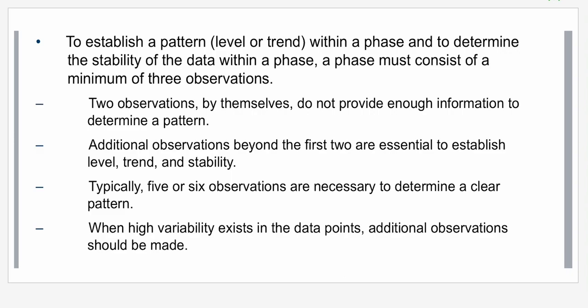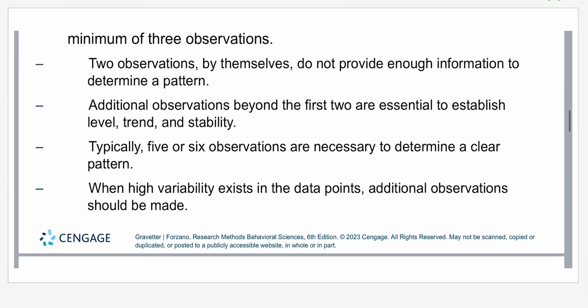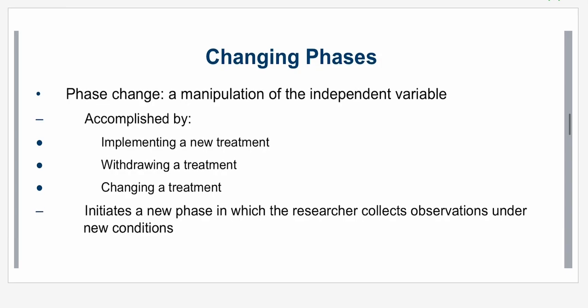Typically, 3 is the minimum, but most researchers are going to do 5 or 6, because that's usually what is necessary in order to see a clear pattern. When there's lots of variability in the data, again, you may need to do longer observations, more observations, until you see that clear pattern emerge. The number, how many observations? Well, that number just depends on how many it takes to establish stability, right? How many observations it takes until you can see a consistent pattern. Then once that happens, you can change phases.